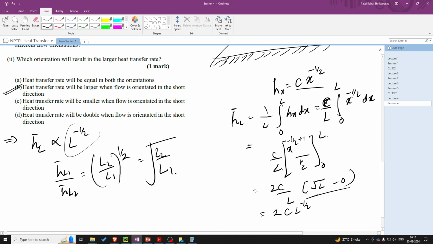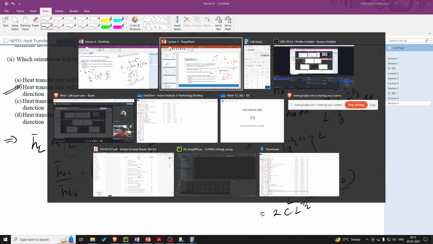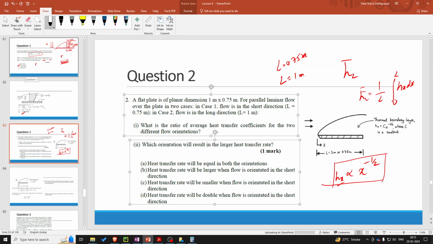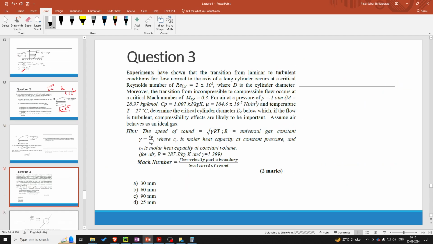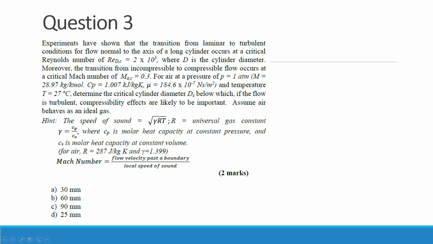So I hope the solution of this question is clear. Now let's move on to the third question. So you can try reading this third question, and I will explain it once we solve it.